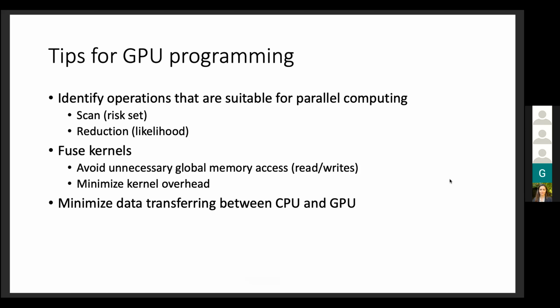And here I want to pause a little bit to give some tips for GPU programming. The first thing, when we want to use GPU to speed up our existing program, is to identify if there are some operations that are suitable for parallel computing. So there are some building blocks. For example, there are many operations that already have very efficient parallel implementation by, for example, the NVIDIA research group. In our case, we use scan and reduction.